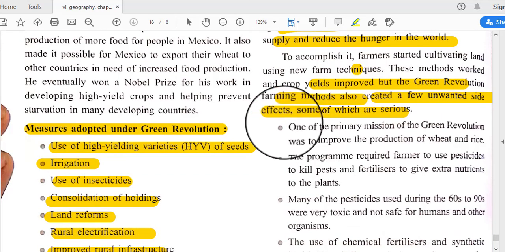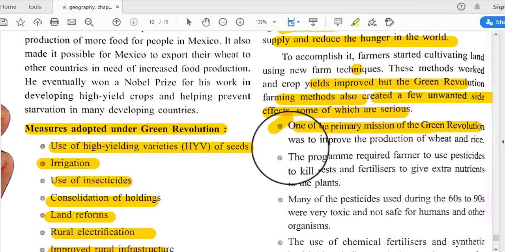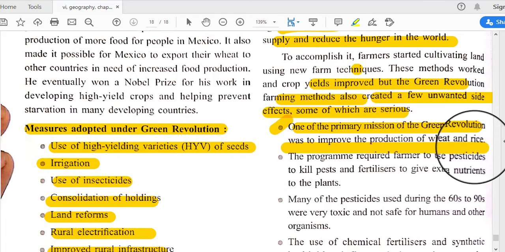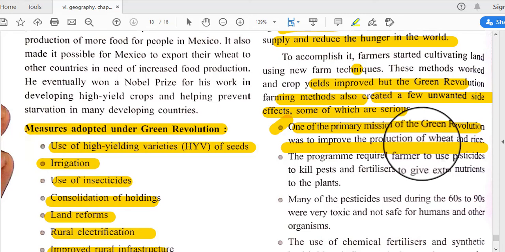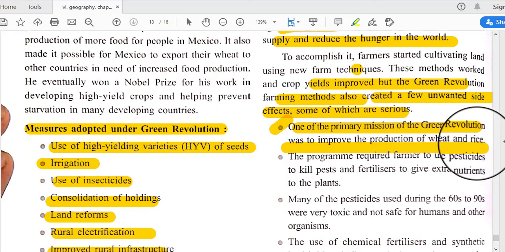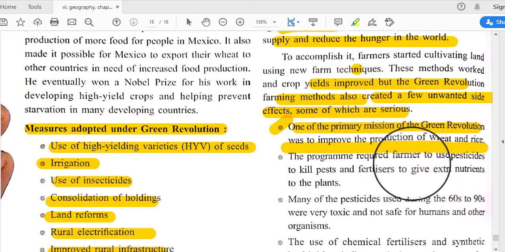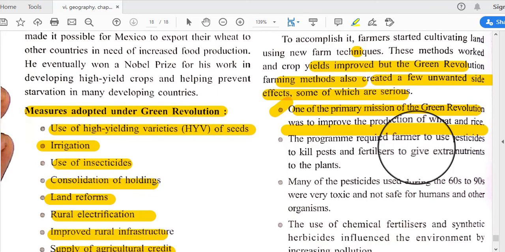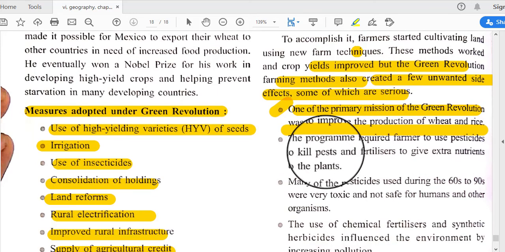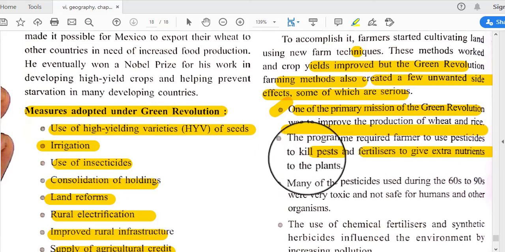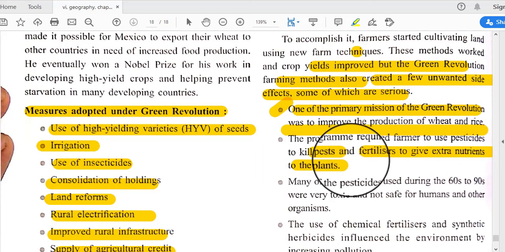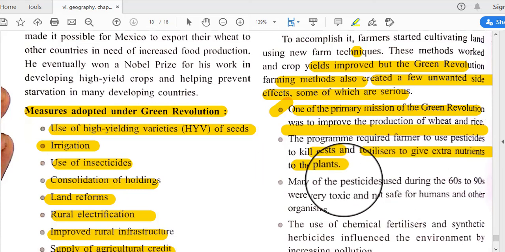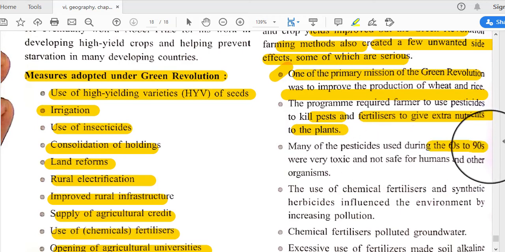Okay, the demerits or the harmful effects are that one of the primary missions of the green revolution was to improve production of wheat and rice. So when the production of wheat and rice increased, at that time another type of production decreased, and the program required farmers to use pesticides to kill pests and fertilizer to give extra nutrients to the plant, and in this way the soil fertility was also reduced.